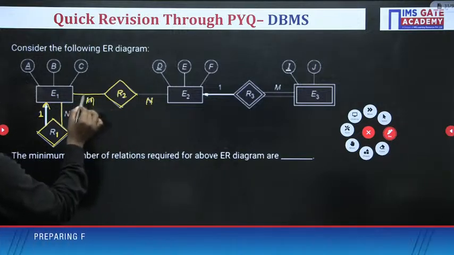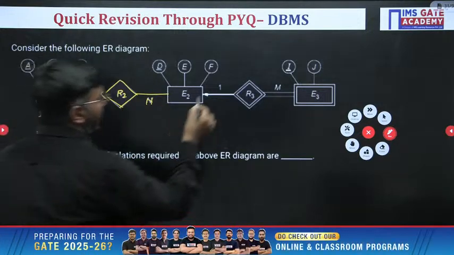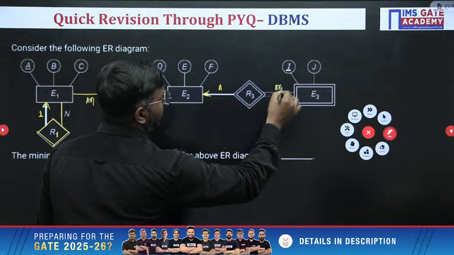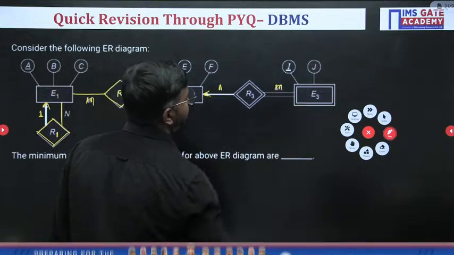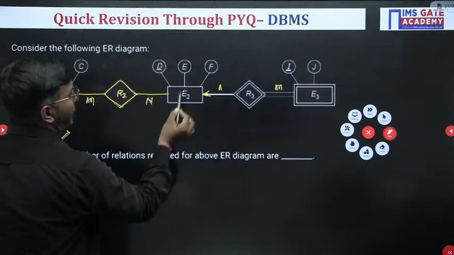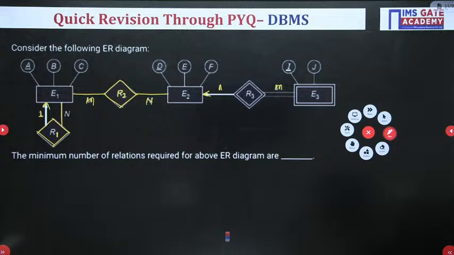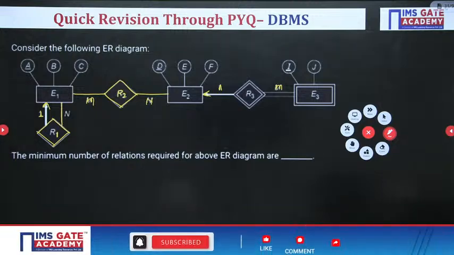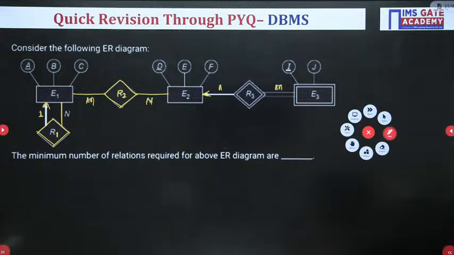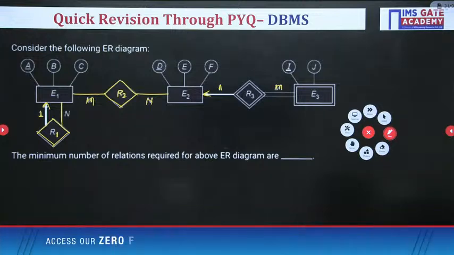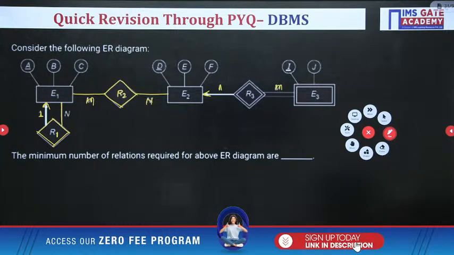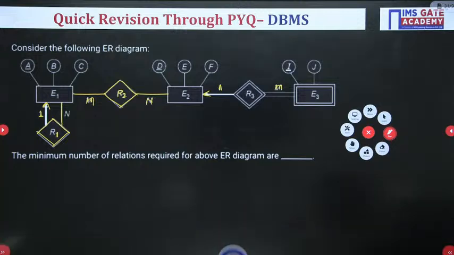Both sides have partial participation, and here the mapping is one to many. And it is a weak entity set. The attributes are I, J, D, E, F of this E2 and E3. Quickly try here: what is the minimum number of relations required for the above ER model? Try quickly.